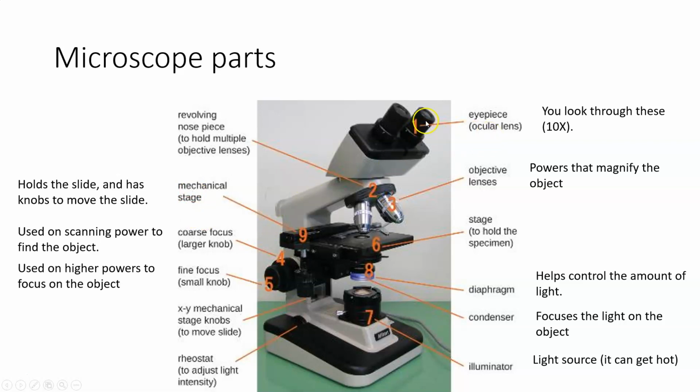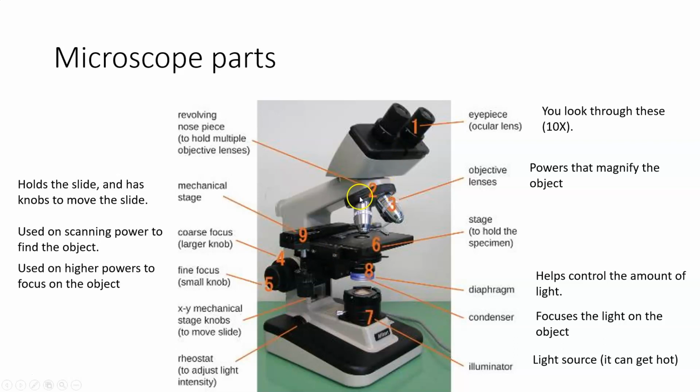Number one up here is pointing at the oculars or the eyepieces. In our lab, the oculars magnify by a factor of 10. They're adjustable, so you can rotate them in and out. When you look through those eyepieces, you just want to see one visual field. If you're seeing two, you really want to adjust those so you don't end up with a headache.